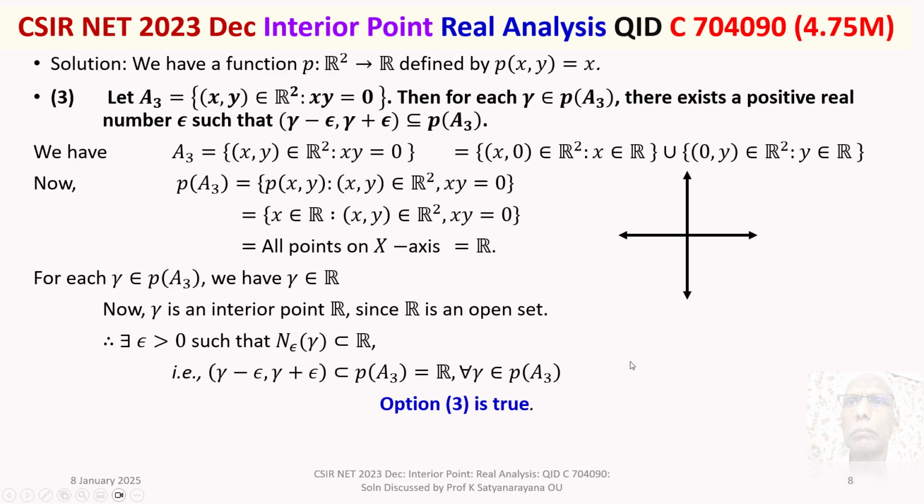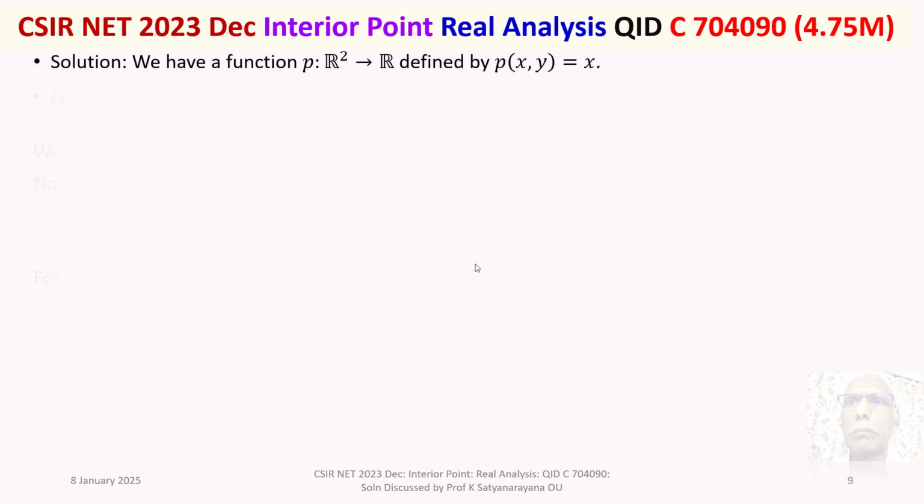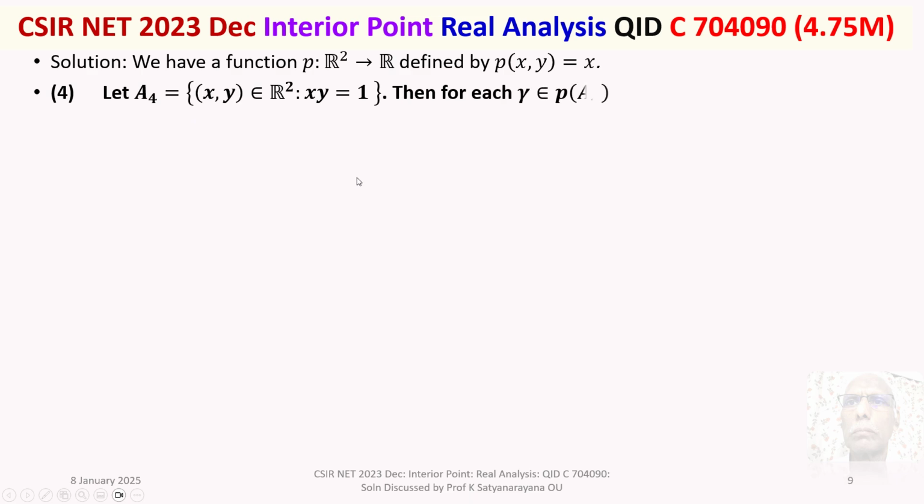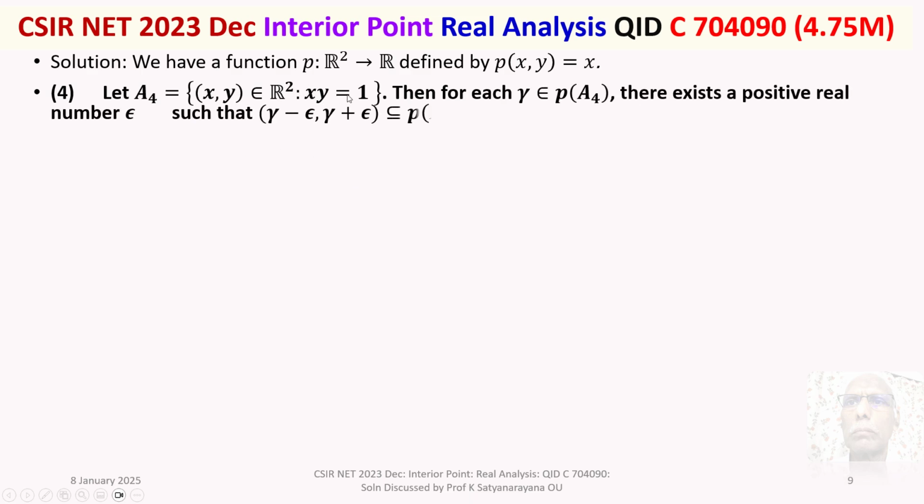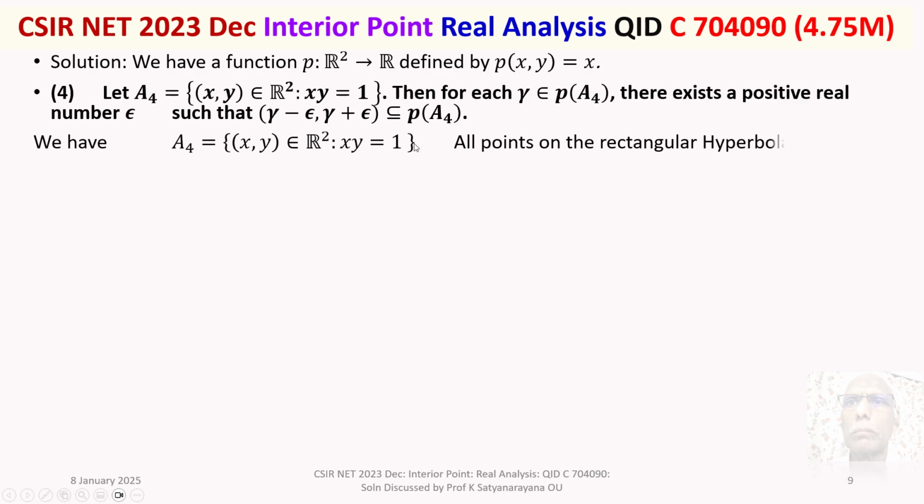Agreed. Right. We move on to the next option, option 4. A4 is equal to all ordered pairs x comma y belongs to R square such that the product xy is equal to 1. So that is A4. So what is this? xy is equal to 1 is a rectangular hyperbola.